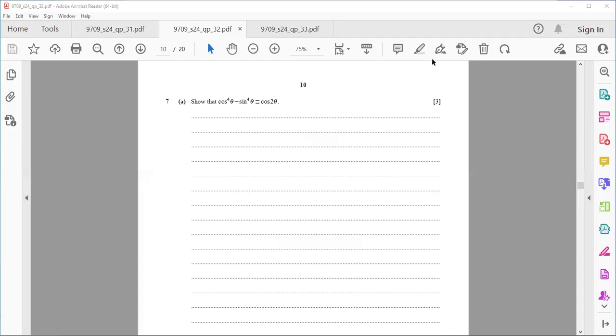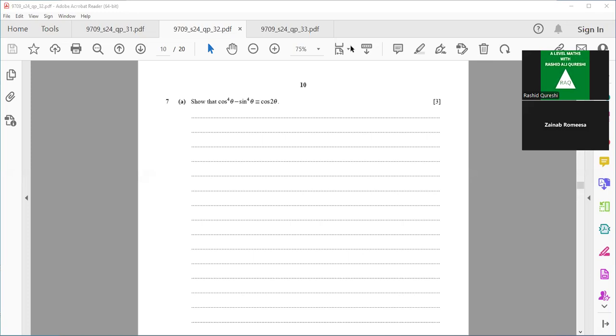The sum you have to memorize. So the first one shows that you have to change this power. You have to make cos 2 theta. So those formulas which I will use over here, you have to just remember.